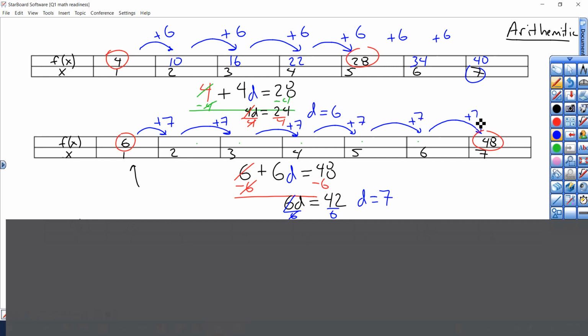Let's see if it works. 6 plus 7, 13. 13 plus 7, 20. 20 plus 7, 27. 27 plus 7, 34. 34 plus 7, 41. 41 plus 7, 48. Yay, I'm correct. The third word is clock.